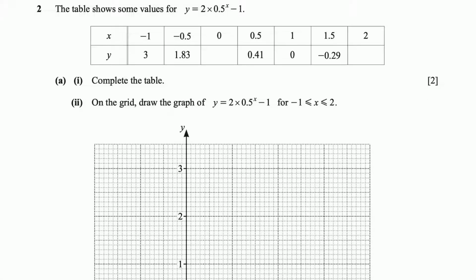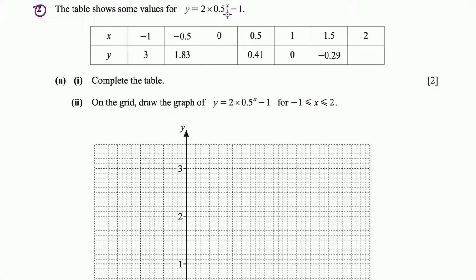Hello friends, welcome back. In this video we are going to do question number 2. So let us start. The table shows some values for y is equal to 2 into 0.5 power x minus 1. And the first part is: complete the table.